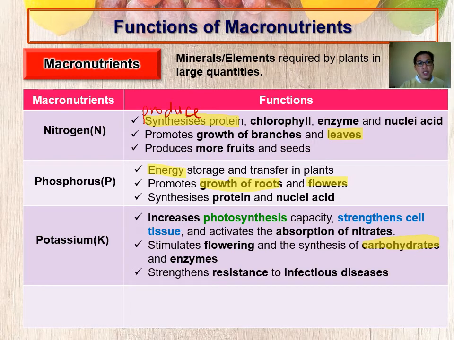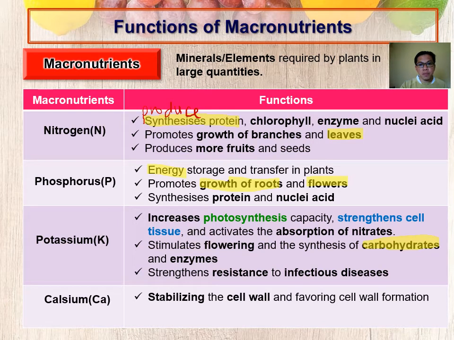And then strengthens resistance to infectious diseases. This is one of the function of potassium, iaitu resistant to infectious diseases, mengelakkan jangkitan ataupun serangan penyakit. For those plant which consists a lot of potassium, it means that the plant is able to cope with infectious disease, boleh menghadapi ataupun boleh mengelakkan penyakit daripada serangan penyakit untuk tumbuh-tumbuhan itu sendiri.